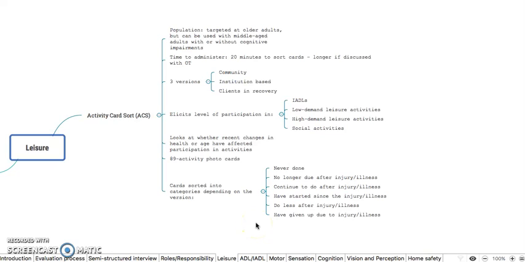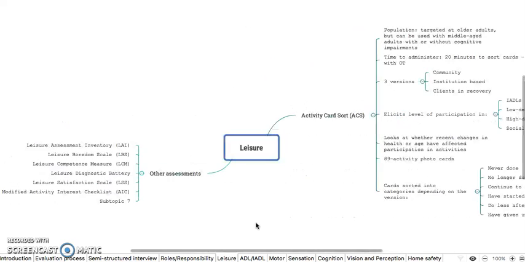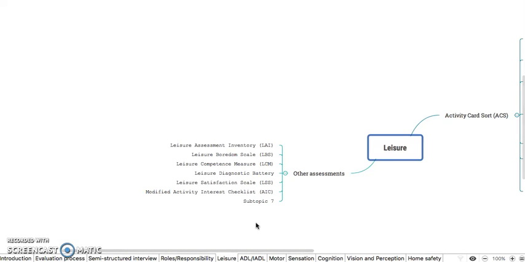Some of them are never done, no longer do after injury or illness, continue to do after injury or illness, have started since injury or illness, do less after, and have given up since injury or illness. Some other assessments in this category are the leisure assessment inventory, leisure boredom scale, leisure competence measure, leisure diagnostic battery, leisure satisfaction scale, and modified activity interest checklist.